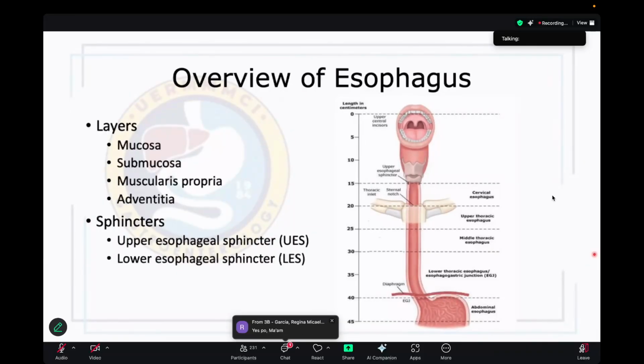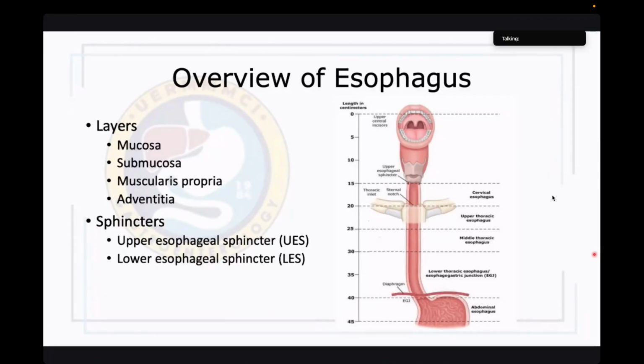From inside out, we have the innermost, which is the mucosa. This is composed of non-keratinized stratified squamous epithelium. Next, we have the submucosa. This is where the glands and connective tissues are located. And then we have the muscularis propria. This is the muscular layer that is mainly responsible for the peristalsis.